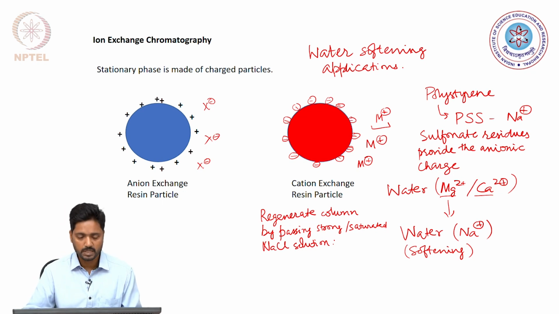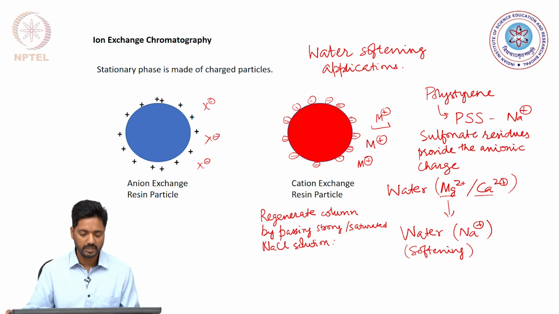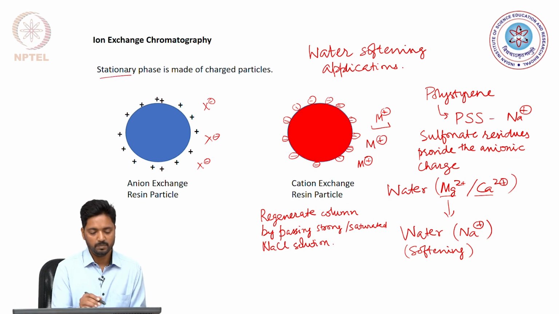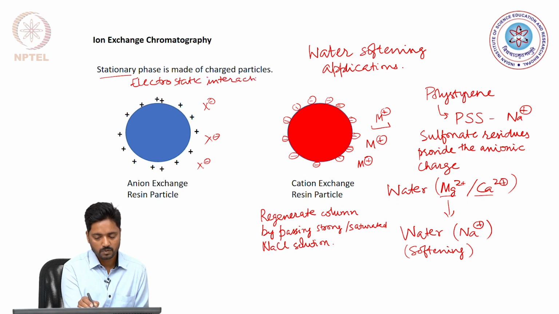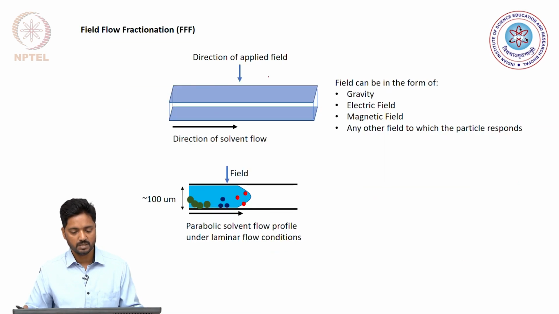We can also separate proteins and analytes of interest based on the charge on the analyte, because the interaction between the stationary phase and the analyte will be based on the electrostatic interaction. So, an electrostatic interaction happens between the analyte and the stationary phase in this case.